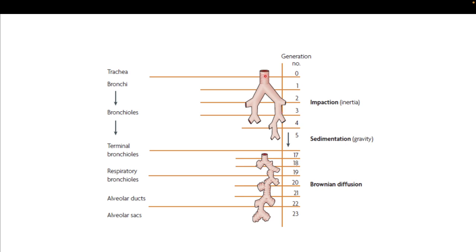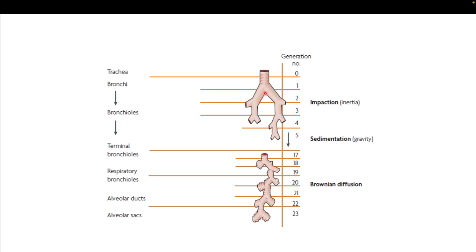Imagine this pointer is your particle. If it's a very heavy particle, it will come and just directly bounce on this. It will have a very large impact on this wall. It won't be able to take a turn like this. If it touches the wall, there's a lot of mucus lining this wall, so it will essentially be trapped here. That is why it's very important to know all these concepts so that you can know the optimum size of the particles for which you want to deliver through the inhalation route.